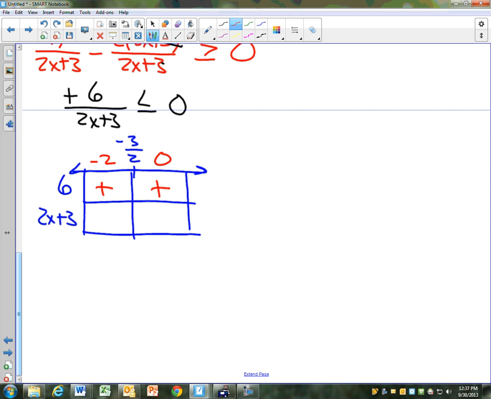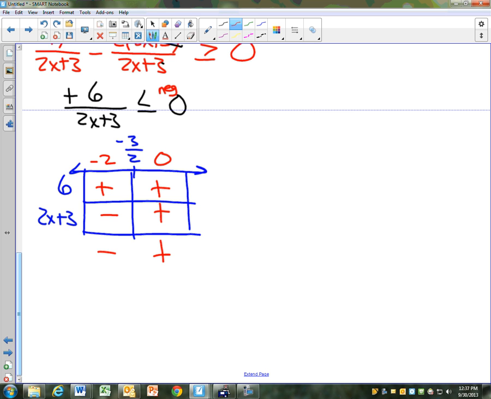But I have 2x plus 3. If you plug in negative 2 to 2x plus 3, do you get a positive value or a negative value? Negative. If you plug in 0, you get positive. Positive times a negative is a negative, and a positive times a positive is a positive. Is this problem asking me for where it's positive or where it's negative? Can it be equal?